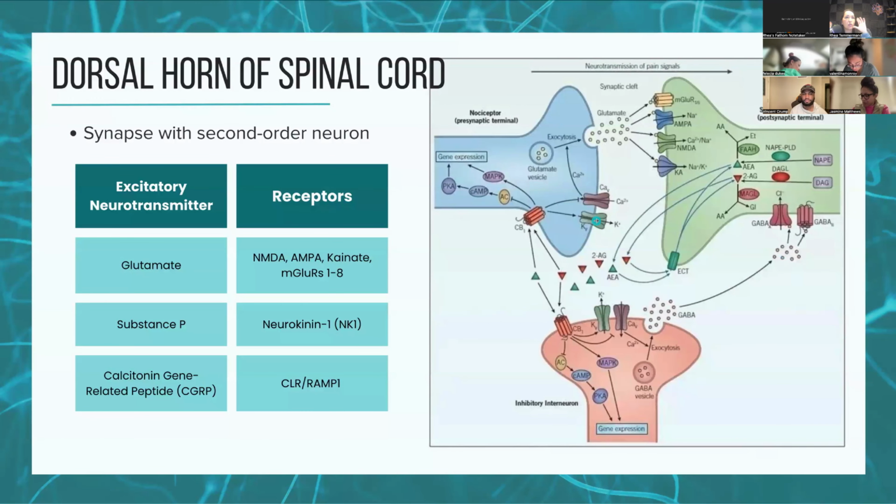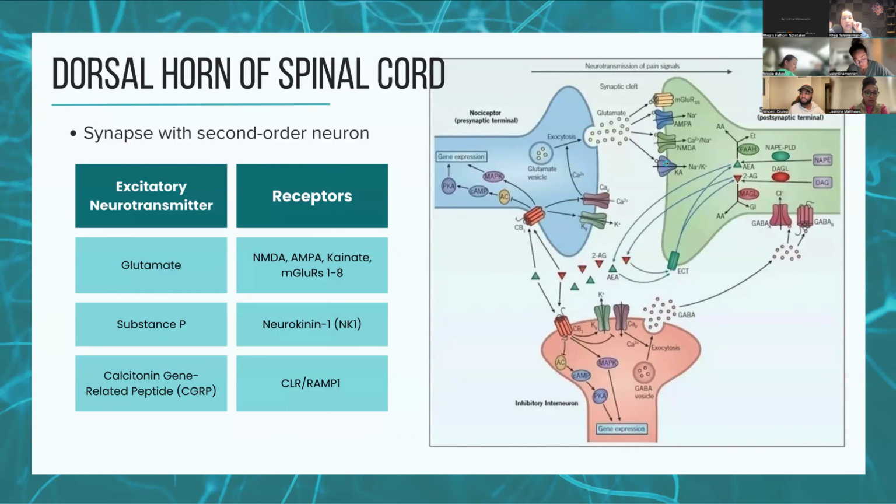When it comes to the transmission of pain from the first order neuron to the second order neuron, there are several excitatory neurotransmitters that are involved. The main one is glutamate. Glutamate is all over your central nervous system. It is the most abundant neurotransmitter. It's an excitatory neurotransmitter, and there are several receptors that respond to glutamate that transmit pain.